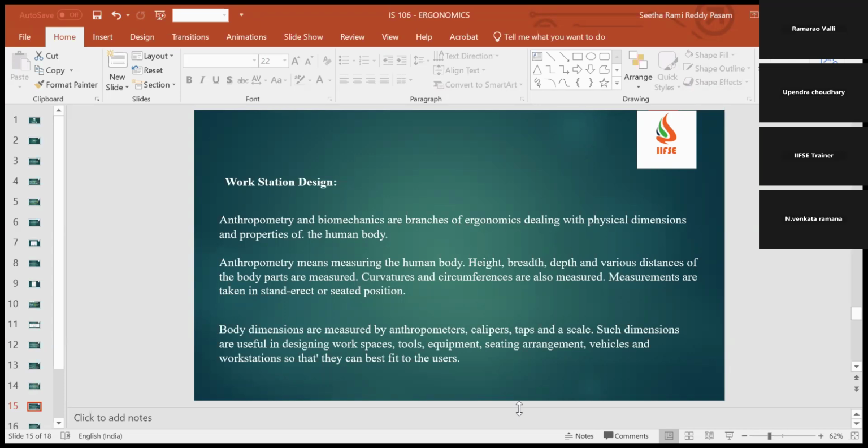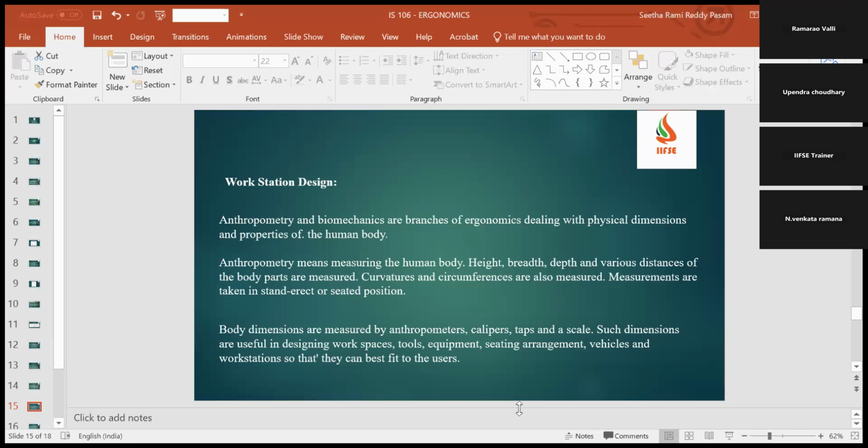Then anthropometry is the measuring of human body height, breadth, and also depth; various distances of the body parts are measured, and curvatures, circumferences are also measured, and the measurements are taken in standing, erect, or seated positions. Which means in standing and seating positions, they will take body measurements like the length of your feet or hand, or if you're sitting and doing your activity, how far you can take your hands and fingers forward. Accordingly, they will design the controls.